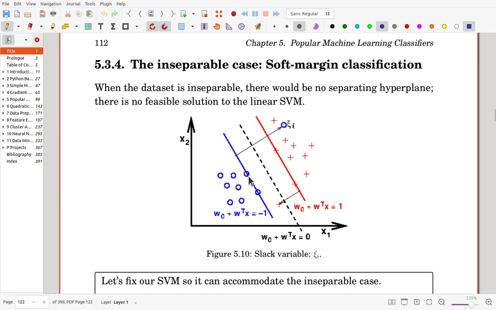One of the negative data points is on the other side, and one of the positive data points is far away. In this case, there's no separating hyperplane, and the optimization for the support vector machine will not converge. Now let's try to fix it so that the algorithm can handle the inseparable case.